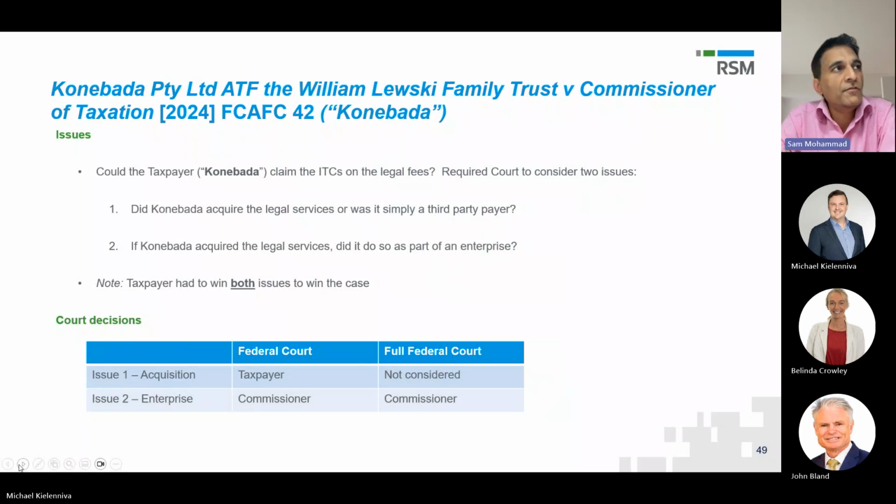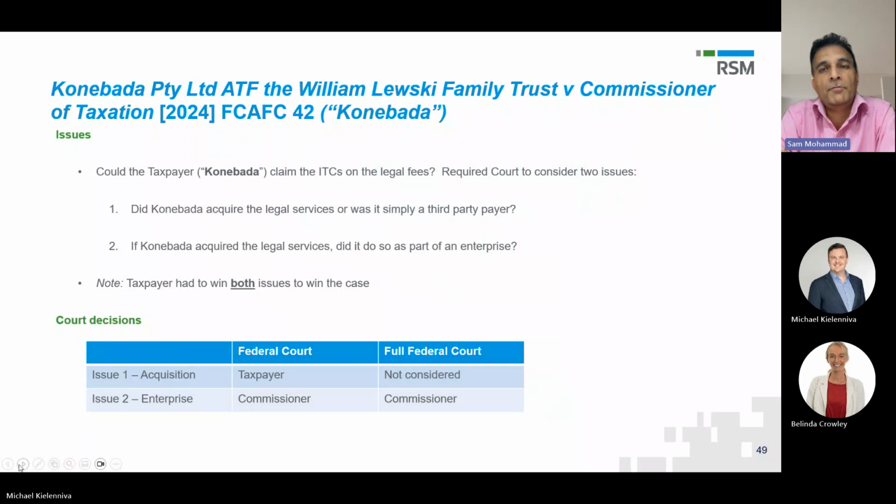So what the full Federal Court looked at in terms of answering the first question as to whether the taxpayer did in fact acquire the services. So it looked at the underlying contract that had been agreed with the lawyers. It was in the name of the taxpayer, the trust. It was also the same party that was making payment of those costs.